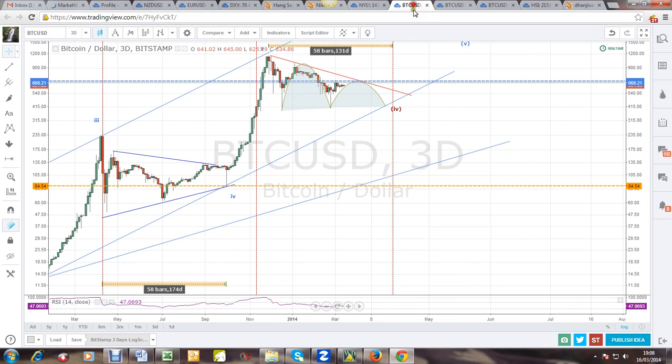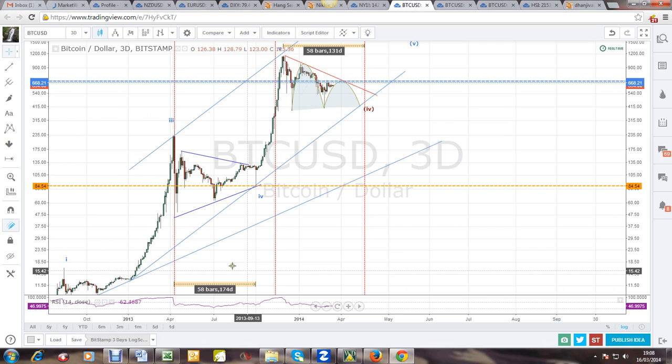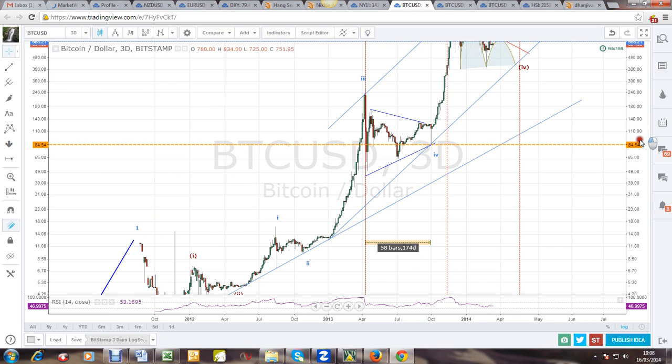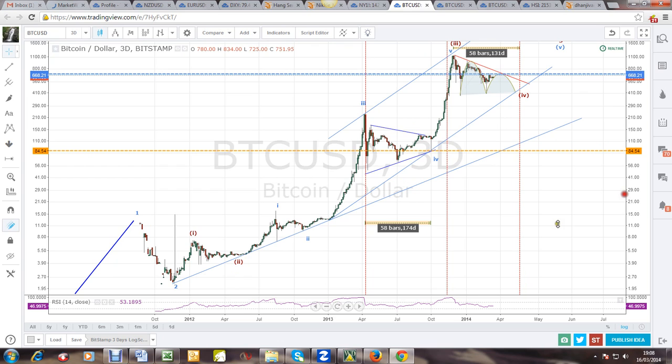The other point to remember is that in this cycle, we started this cycle from approximately this low here. So that is potentially like May 2012. So from May 2012 to the back end of 2013, it took nearly 18 months.